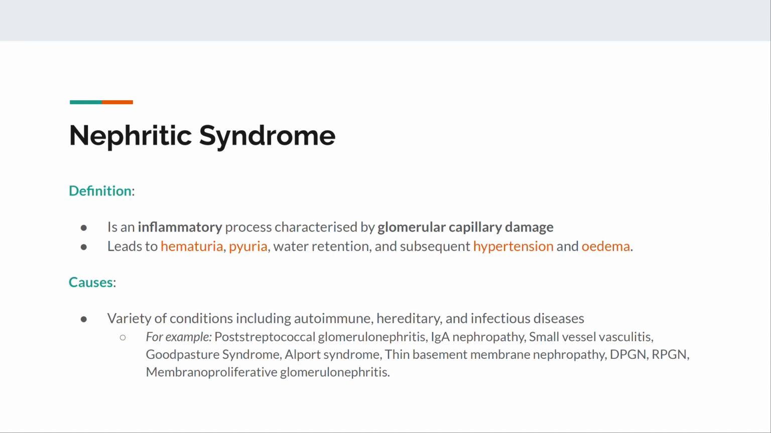Post-streptococcal glomerulonephritis is a unique kind of hypersensitivity reaction when you get a strep infection. Those are the ones that I think you should know a little bit about. But if all you come out of this with is knowing that nephrotic and nephritic has blood, and nephritic is inflammatory, I think that's enough.